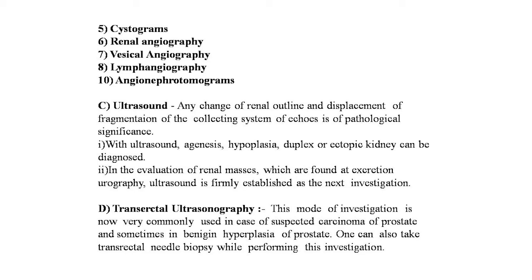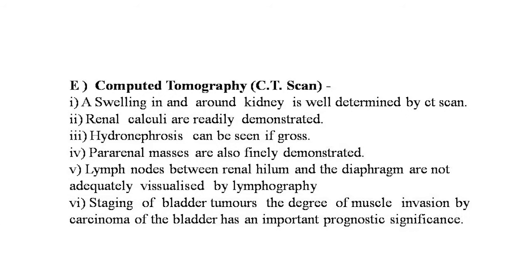Now, the next investigation is the computed tomography, that is the CT scan. A swelling in and around the kidney is well determined by the CT scan. Renal calculi are readily demonstrated. Hydronephrosis can be seen if gross. Pararenal masses are also finely demonstrated. Lymph nodes between the renal hilum and the diaphragm are not adequately visualized by lymphography. Staging of bladder tumors, the degree of muscle invasion by carcinoma of the bladder, has an important prognostic significance.